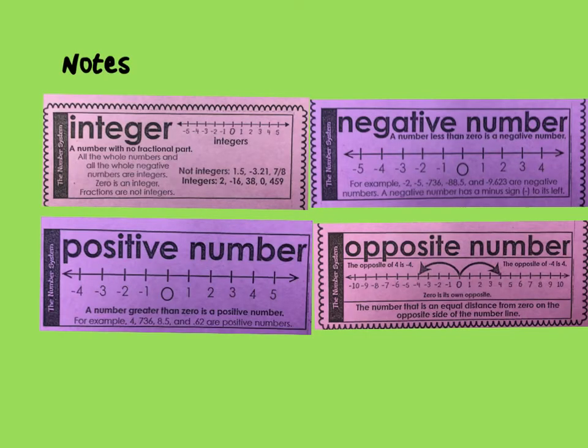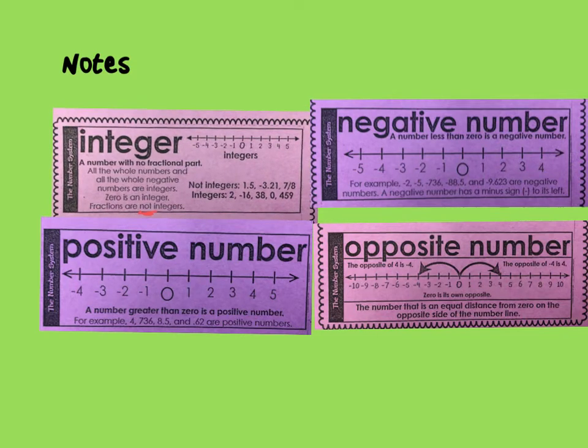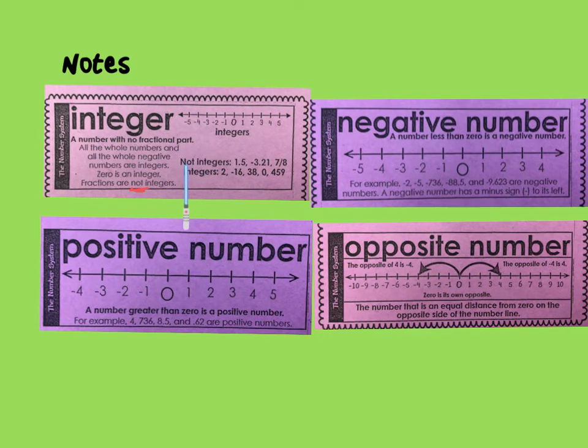All right, in your notes, we have some key vocabulary words that you need to be aware of. So let's review this for a minute. An integer is a number with no fractional part. All the whole numbers and all the whole negative numbers are integers. 0 is an integer. Fractions are not integers. For emphasis, if you want to underline the "not" right there, that might help you out. It gives us some examples of not integers: 1.5 or 1 5/10, -2. So anything with a decimal or a fraction is not an integer. Integers: 2, -16, 38, 0, 459.